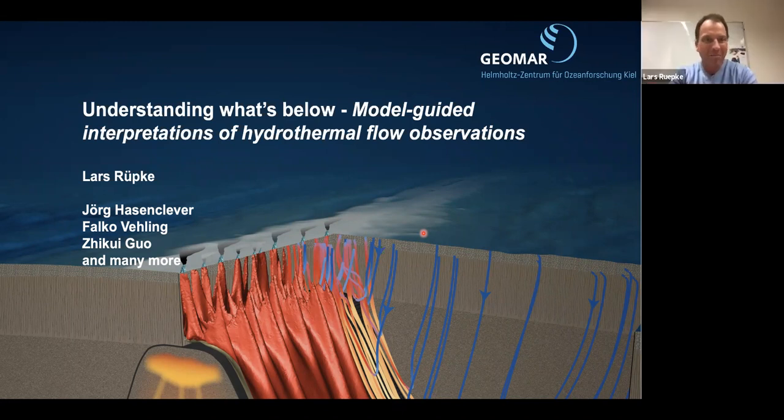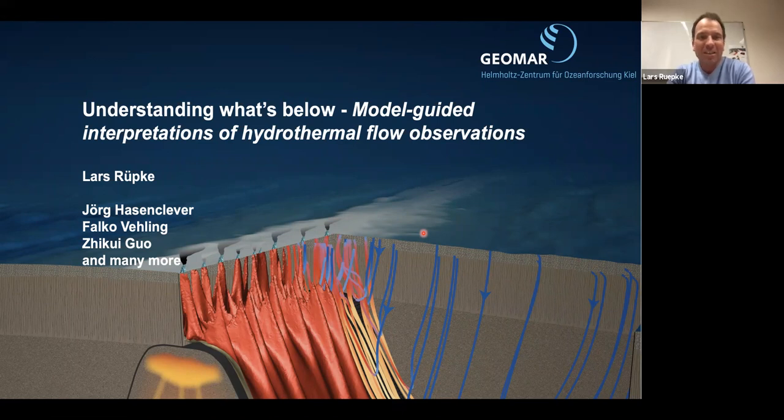So hello, everyone. I'm Lars Rüpke from the Geomar Research Center in Kiel, Germany. And I'm really happy to present in the seminar on mid-ocean ridges. It's really good to see all this renewed and continuing interest in mid-ocean ridge science. The aspect of mid-ocean ridge science that I want to present today are submarine hydrothermal systems associated with mid-ocean ridges. In particular, I will show you how we can use numerical models to combine different data sets and, in the best case, jointly interpret models and data to understand how these systems actually work.